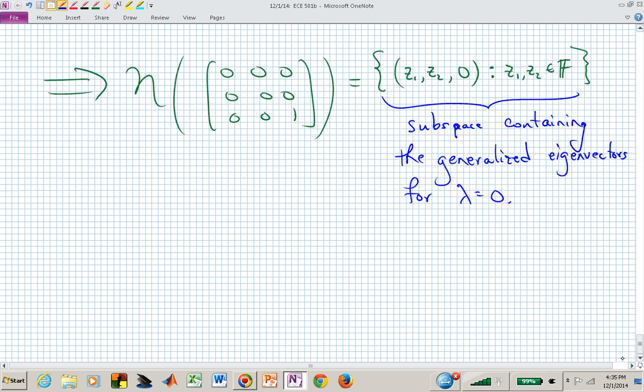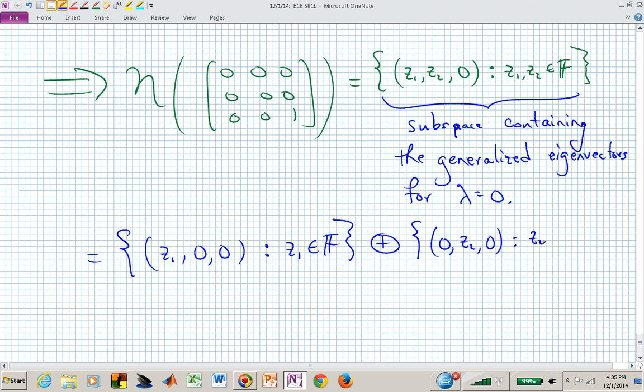So that's a compact way of really showing that since Z1 and Z2 can be anything in F, we actually have two vectors, or a two-dimensional subspace, that we have identified, and we could write that as Z1, 0, 0 such that Z1 is any element in F, direct sum decomposition with 0, Z sub 2, 0, such that Z sub 2 is any element in F.